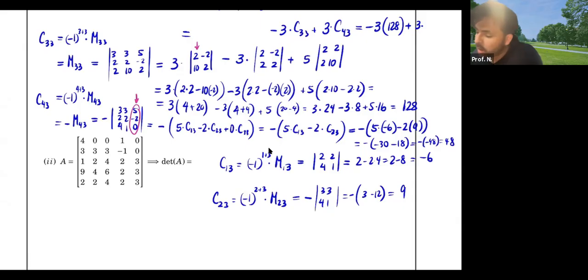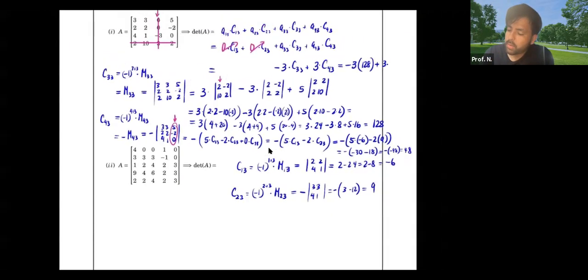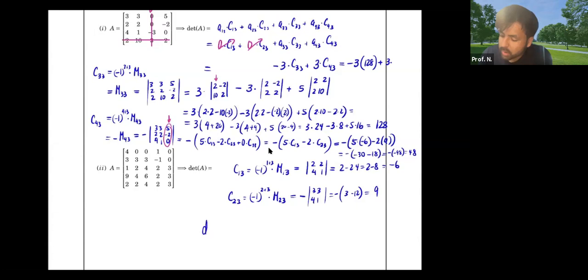So that is my determinant. I did it. The determinant of A is all of this computation. I'll post this up for you guys on Blackboard so you can do this on your own for more practice.